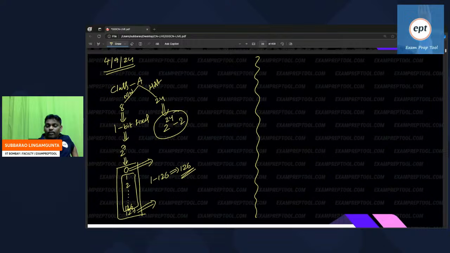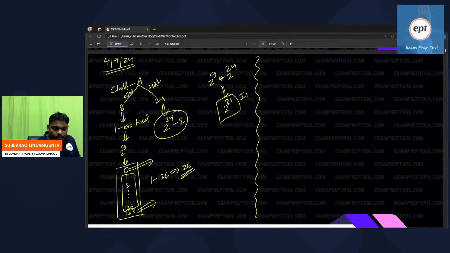So if anyone asks you for class A, how many total IPs? 1 bit fixed. So 2 power 7 in the network part, 2 power 24 in the host part. So totally 2 power 31. These many IP addresses are possible. They are used for some purpose, but you cannot give them for user purpose. In class A, network 0 you cannot use for host purpose, and network 127 also you cannot use for host purpose.